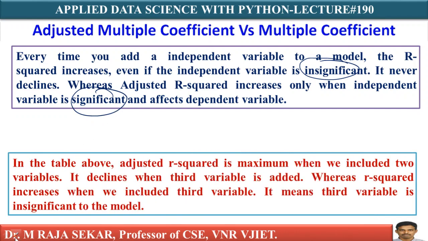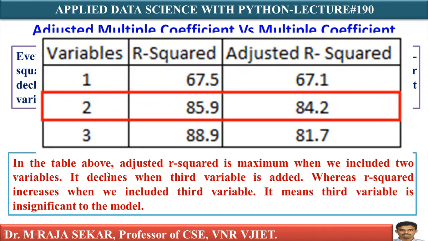In the table above, let me show the table, adjusted R square is maximum when we include two variables. This is the first variable, this is the second variable. Just see, R square goes from 67.5 to 85.9, increased, and your adjusted R square is also increased. It declines when the third variable is added.